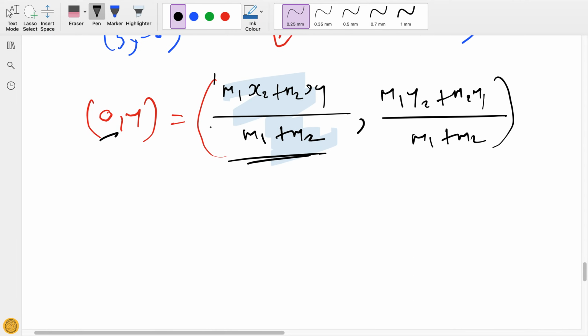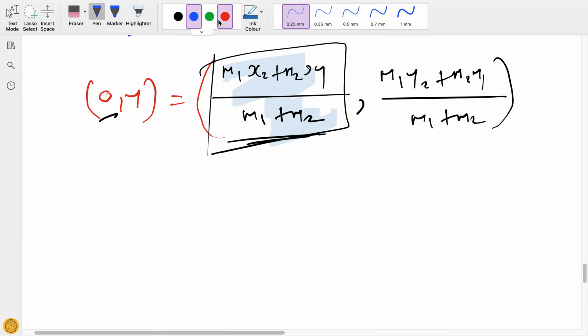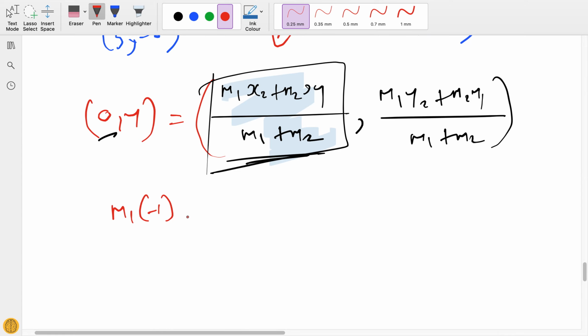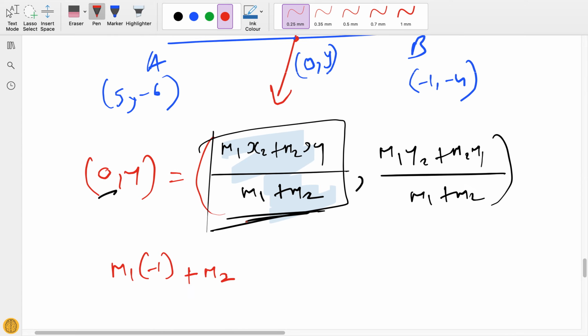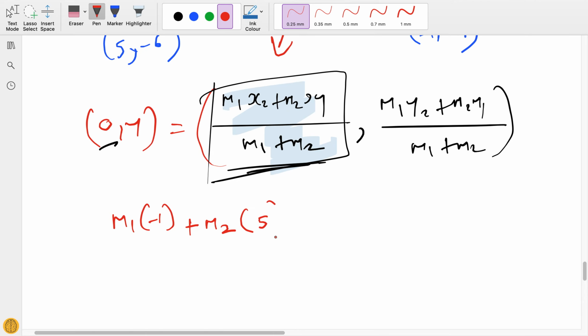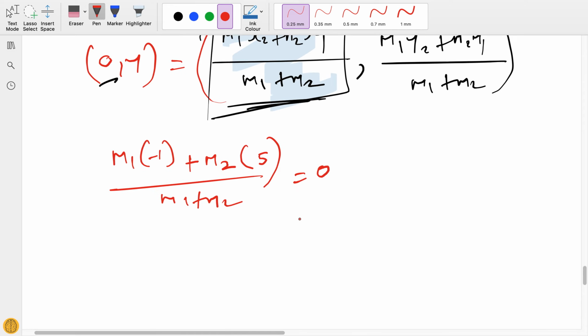So if you equate this coordinate with 0, then you will find the ratio m1 to m2. So what is m1? M1 is m1, we don't know m1. X2 is minus 1. M2 we don't know, let's write m2. And x1 is m2 times x1. X1 is 5 upon m1 plus m2. This must be equal to 0.